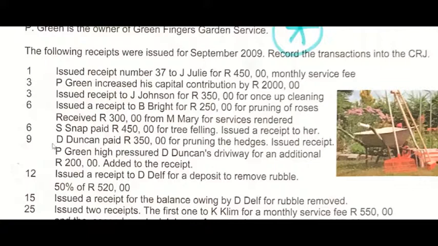On the 9th, D. Duncan paid 350 Rand for pruning the hedges, and we issued a receipt, but P. Green, who is the owner, high-pressured D. Duncan's driveway for an additional 200 Rand, and it was added to the receipt. So in other words, this receipt is not worth 350 anymore. It's worth 350 plus 200 Rand, which is 550 Rand. Okay, it's still the same receipt, so it's not two separate transactions.